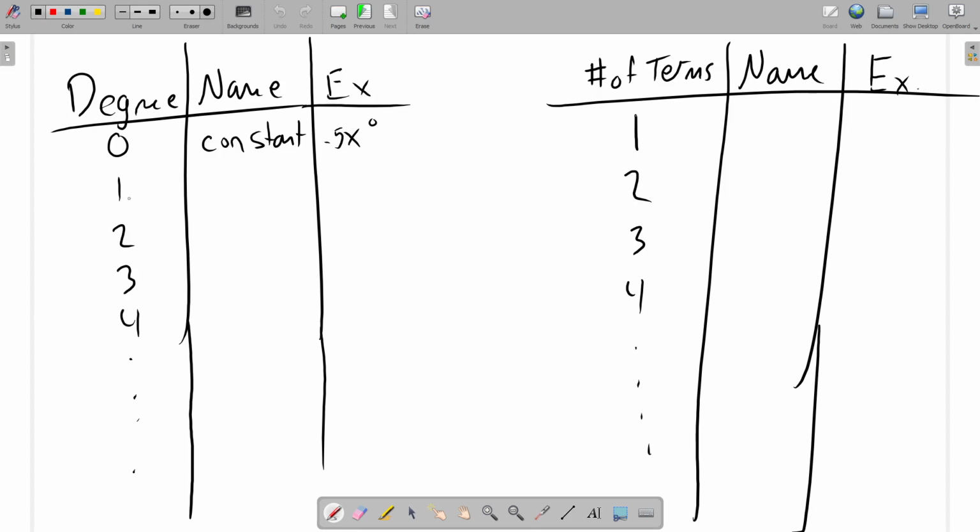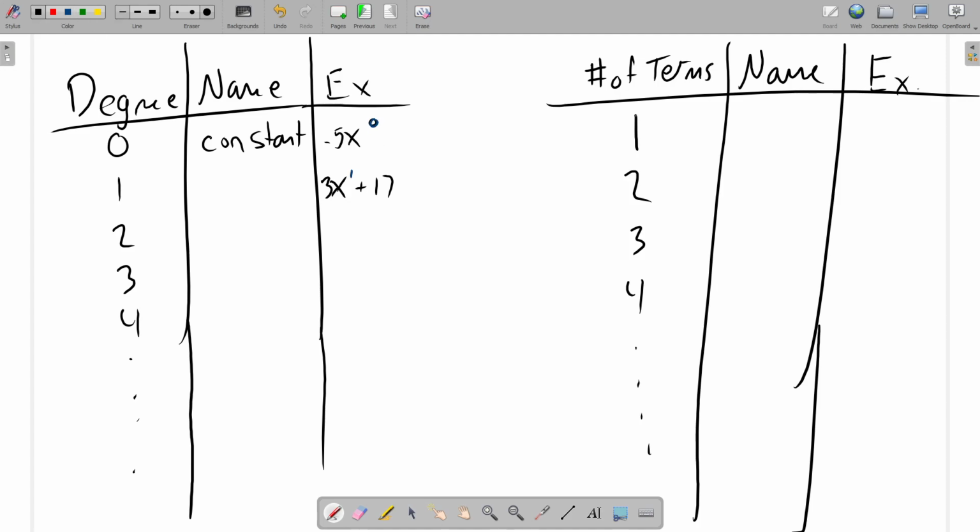What if I have a degree of 1? Well, that just means I have an x. There could be a number in front of it, like 3x, and there could be something after it, plus 17. But we're worried about the degree. The degree here is 1.